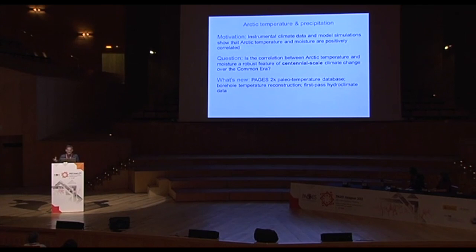So with that sort of context, that we have this strong positive correlation in the data and model simulations between temperature and moisture, we'd like to ask whether or not the proxy evidence also shows that sort of a correlation. And I'm going to be looking at the full Common Era, the last 2,000 years, at the centennial scale. And to address this question, we have some new products that we can work with, including the new version 2 PAGES 2K temperature data set. We also have a new borehole temperature reconstruction, which we can use to compare with the calibrations of that data set. And we've taken a first pass at developing a hydroclimate data set for the Arctic as well.